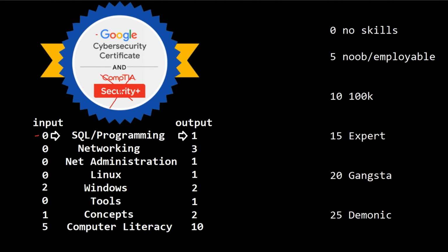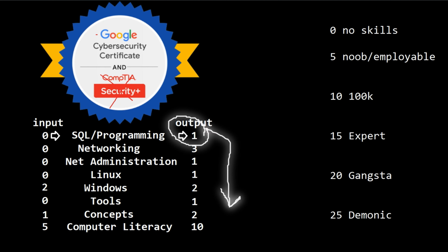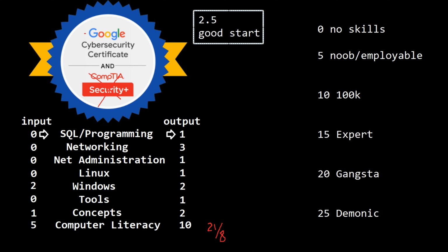So the purpose of this video is to look at the Google Cybersecurity Certificate. And we're going to look at the total skills you will get after completing this certification. Let's take the average of those skills, starting with SQL programming, and we're going to go down and count and sum all of them until we get to 10 from computer literacy. That's going to give us a total of 21. 21 divided by 8 items is going to give us 2.5. So after completing this course, getting the Google Cyber Certificate, that'll get you about a 2.5.